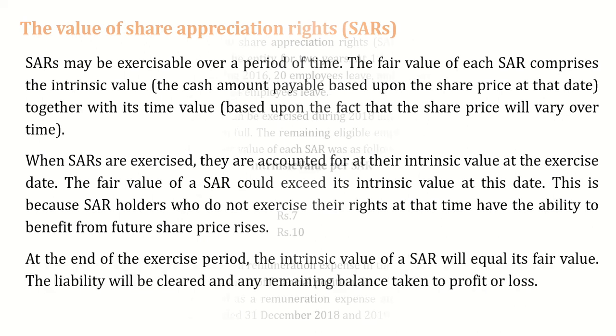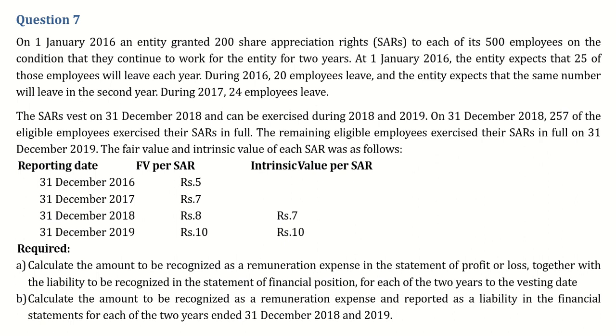Right? Okay. So we'll try this question, question number 7. I think with that you can get a good idea about how to account for this cash settled share based payment. Okay, read the question. On 1st January 2016, an entity grants 200 share appreciation rights to each of its 500 employees on the condition that they continue to work for the entity for 2 years. At 1st January 2016, the entity expects that 25 of these employees will leave each year.